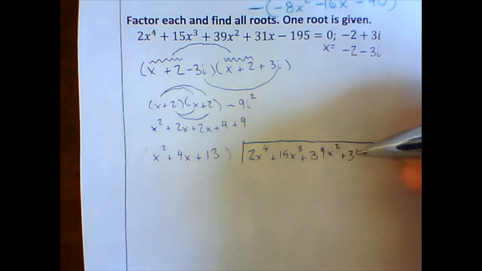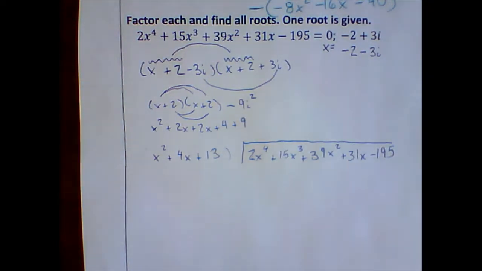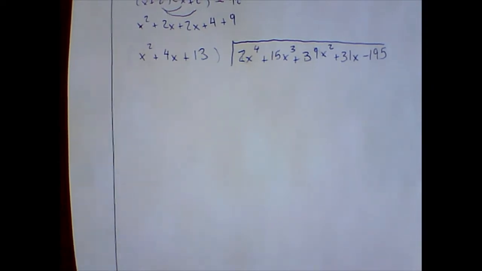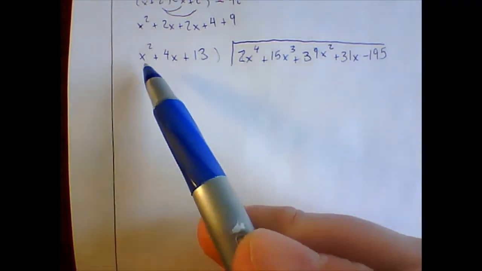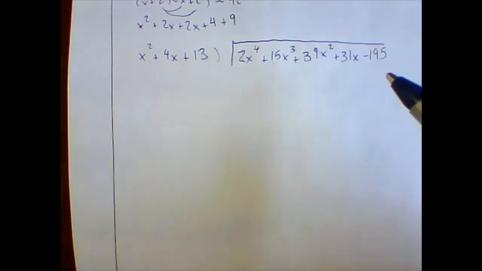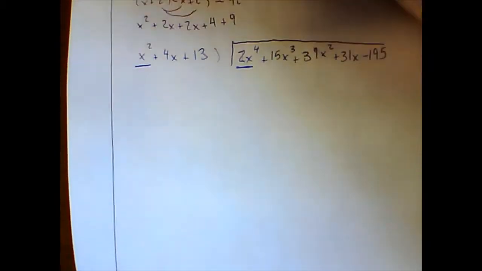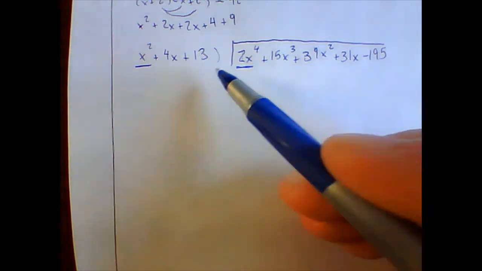What we want to find is the something else, because the something else will have the other 2 roots. So the first 2 roots are in the x squared plus 4x plus 13. The last 2 roots that we don't have are in the missing factor. So we're going to divide this to find the missing factor.